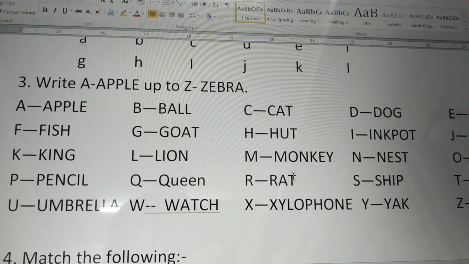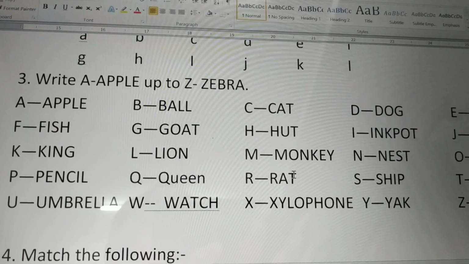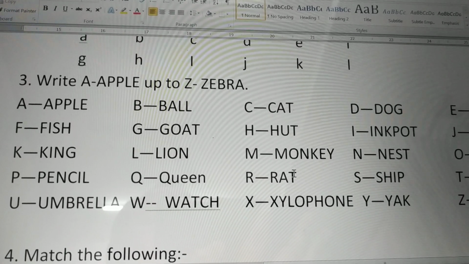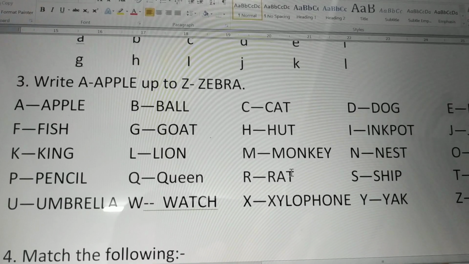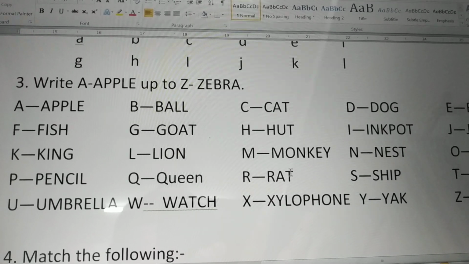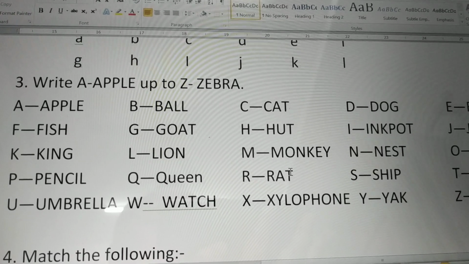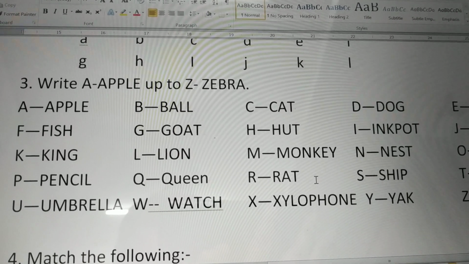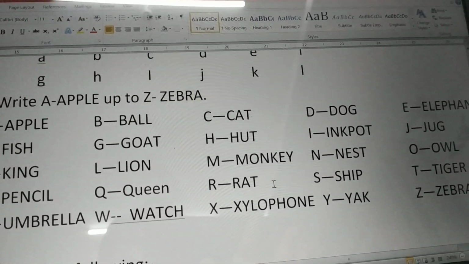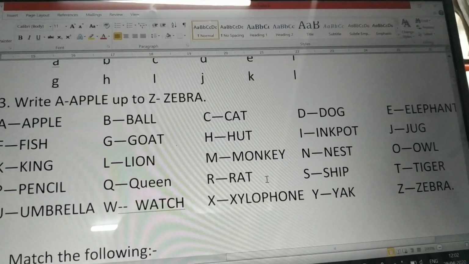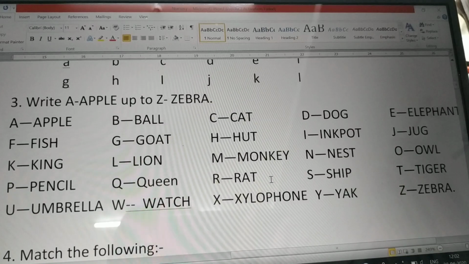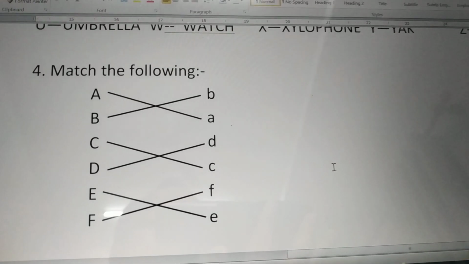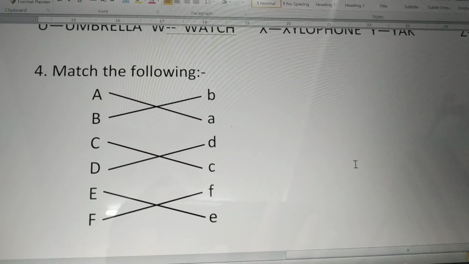Then question number 3. Write A apple. A for apple, A-P-P-L-E, apple. Up to Z for zebra, Z-E-B-R-A, zebra. Question number four, match the following.